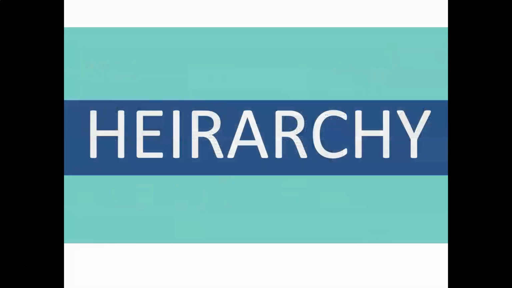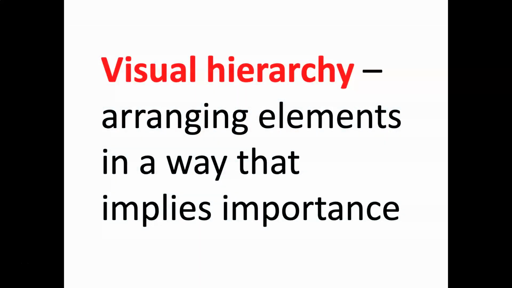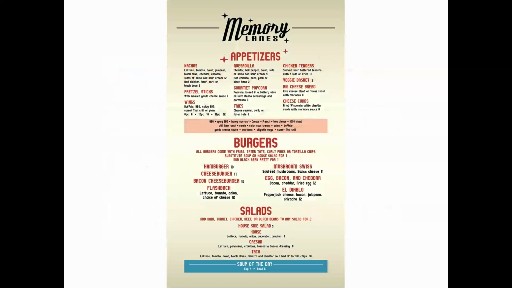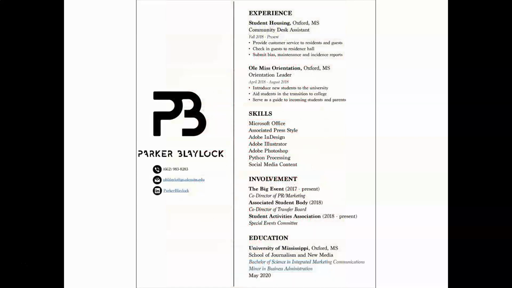Tied in with layout is something that's known as hierarchy. We are dealing with a visual hierarchy, which is about arranging elements in a way that implies importance. So when you look at a menu, we have the hierarchy of appetizers, burgers, salads. We have the categories, and then we can go within those categories and look for more specifics. The same thing applies when we're doing resumes. We have to quickly help the viewer see what's important.